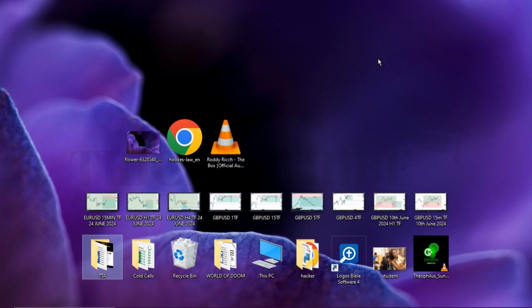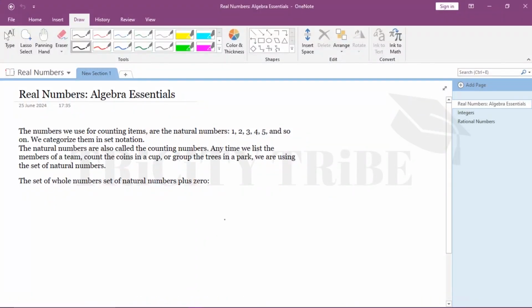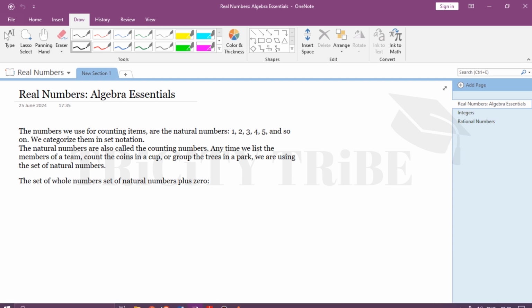Today we are looking at maths, and we will be looking at real numbers. I feel like this is one of the most basic things we need to know about maths, especially if you're entering into senior high school. You're going to learn a lot about algebra, and you need to start from the basics, knowing what real numbers are and all.